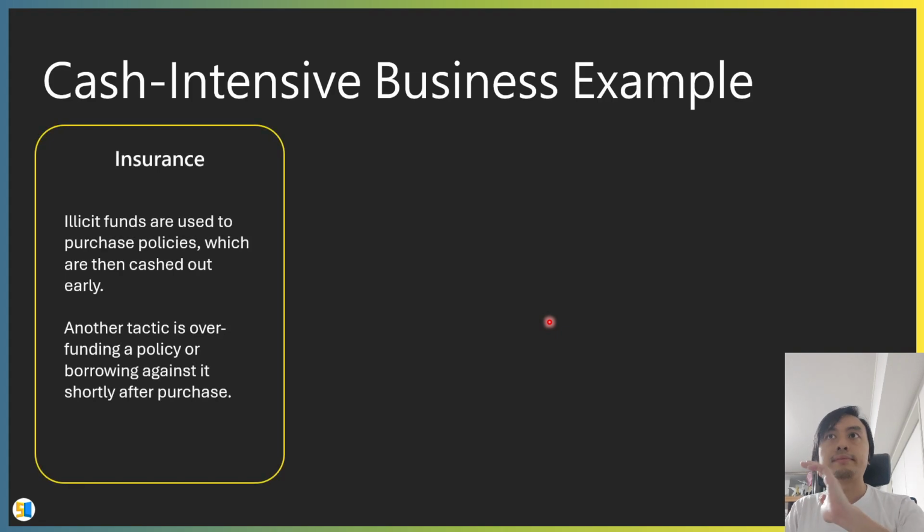So let's see an example. First example of a cash intensive business is insurance. This is how it can be done. Illicit funds are used to purchase policies, okay, which are then cashed out early. All right. So if law enforcement wants to track it down, they will find out, oh, this is from the policies. Another tactic is overfunding a policy, right? You pay more than it actually needs, or borrowing against it shortly after a purchase.